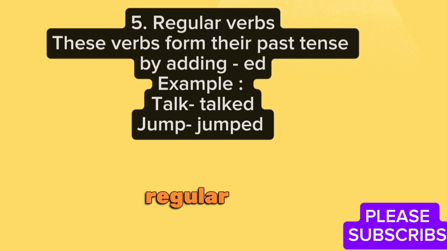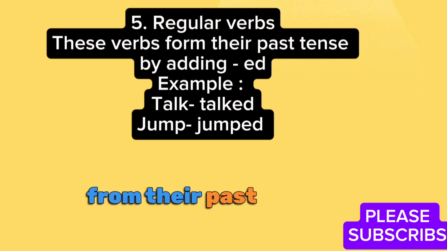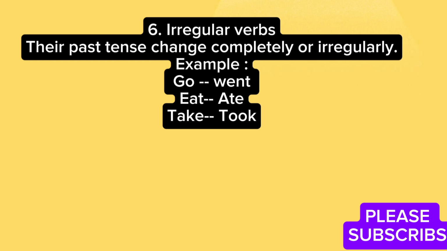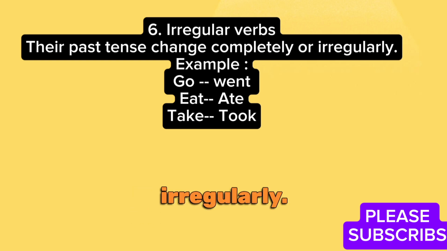Number 5. Regular verbs. These verbs form their past tense by adding -ed. Example: talk, talked; jump, jumped. Number 6. Irregular verbs. Their past tense changes completely or irregularly. Examples: go, went; eat, ate; take, took.